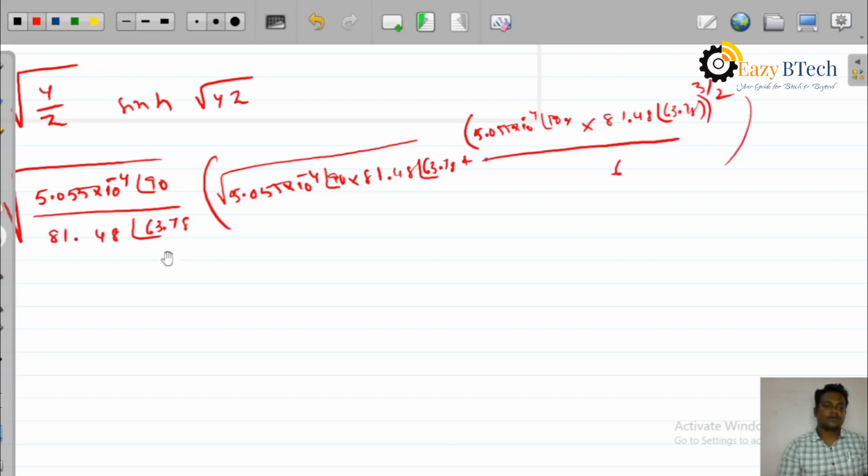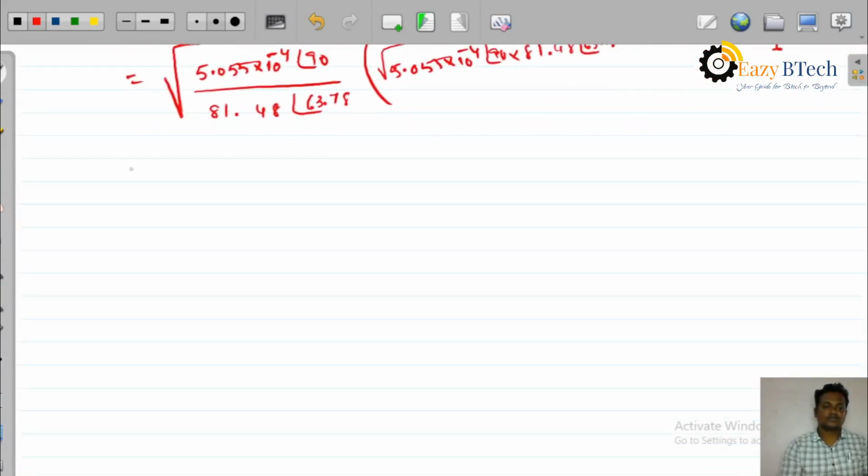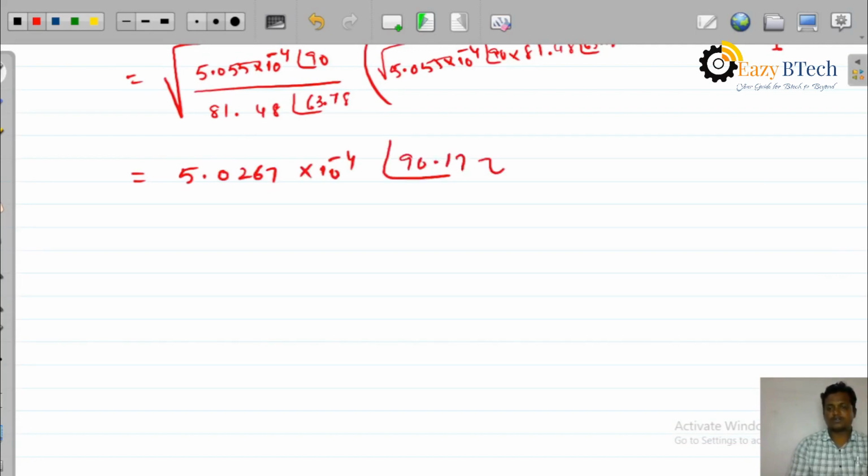Okay, you get C equals 5.0267 into 10 power minus 4 at an angle 90.17. Okay, this is the way we will calculate ABCD parameters.